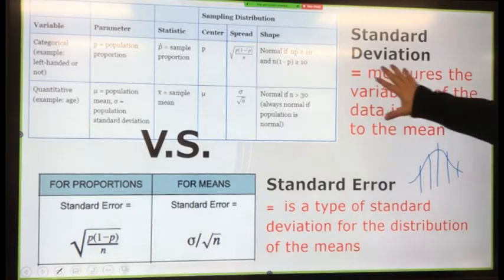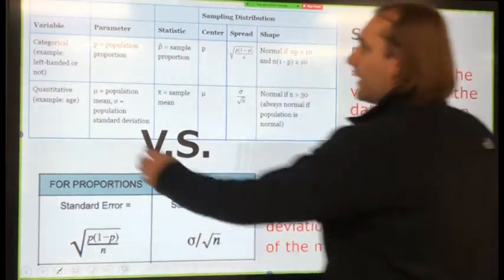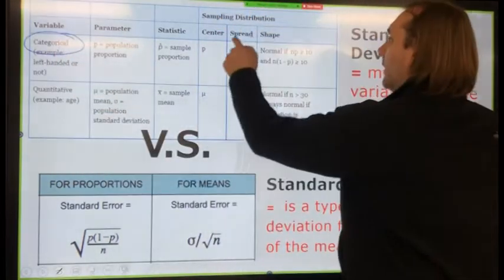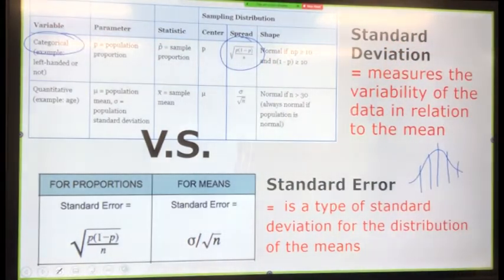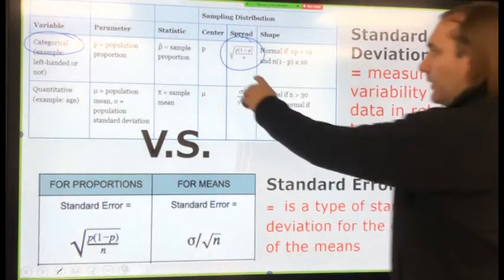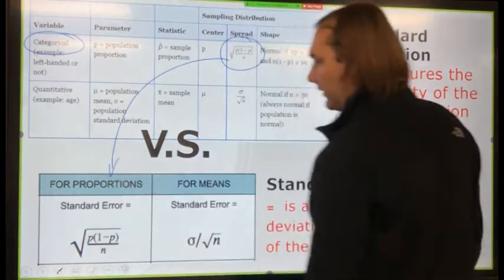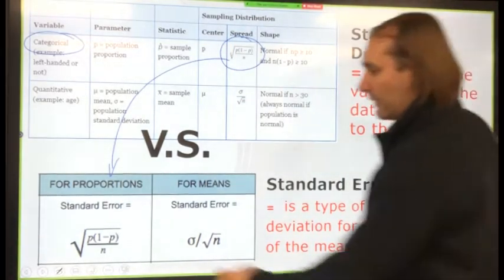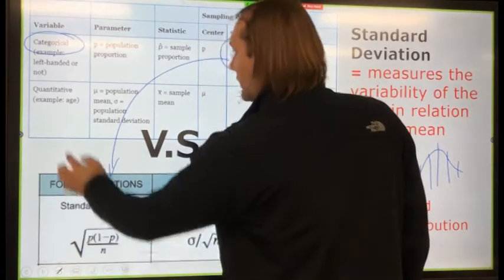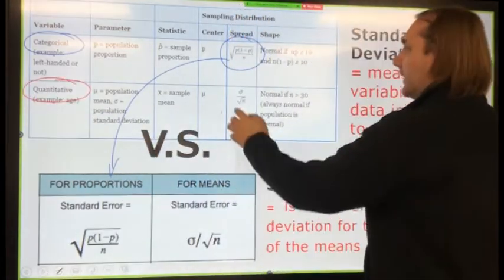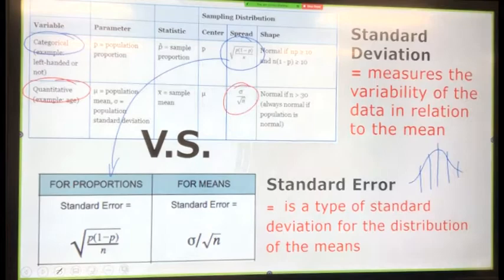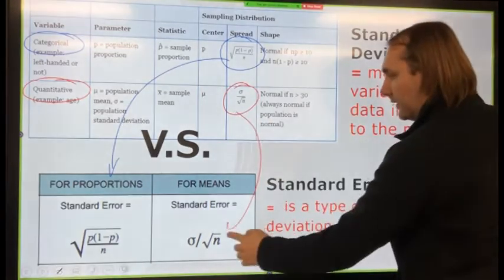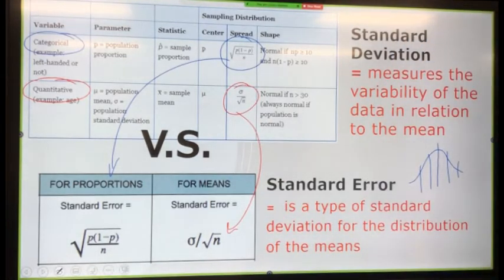Notice with standard deviation, when we talk about categorical data, our standard deviation is that formula, which coincides with the standard error of proportions. When I'm looking at the standard deviation of quantitative data, I have this standard deviation formula, and it coincides with the standard error for means. So they kind of go hand in hand.